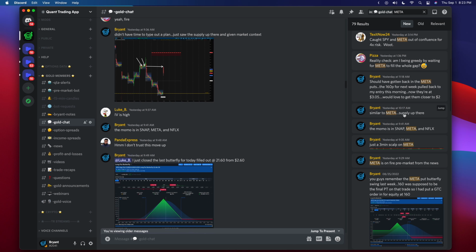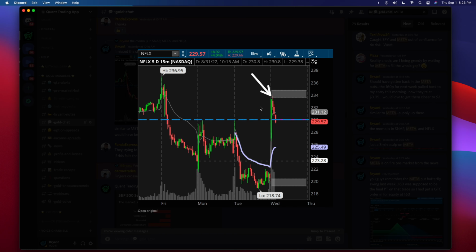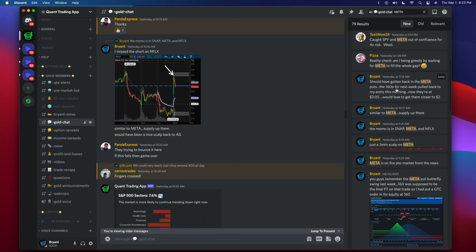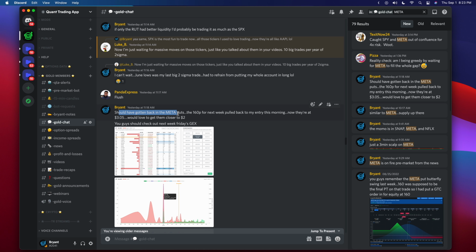And then if we keep it moving right here, we can say that it's similar to Meta's supply. So we can see this was also Netflix. So we had a little bit more confluence on Netflix for a short, but I missed this trade here on Netflix. Now, if we scroll down here, one thing I pointed out is I should have gotten back into the Meta puts, the 160 put for next week, as it pulled back to my entry this morning.